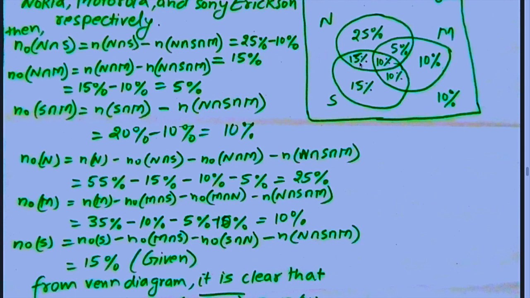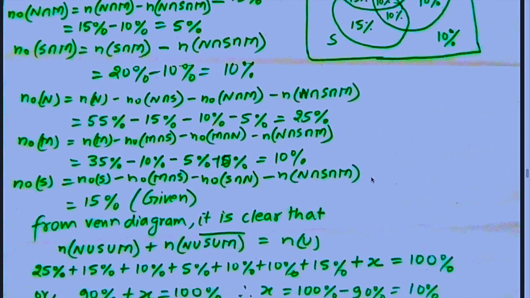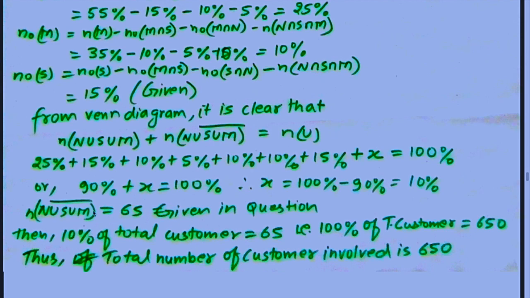Here 15%, 5%, 10%, 25%, 15% and 10%. All these values we get from here. Now n((N ∪ S ∪ M) complement) equals X, and 90% plus X equal 100%, therefore X is equal to 100% minus 90% equal 10%. So the complement of N ∪ S ∪ M is 65, depending on the equation. So 10% of total customers is 65, that is 100% of customers is 650. So the total number of customers involved in this survey is 650.